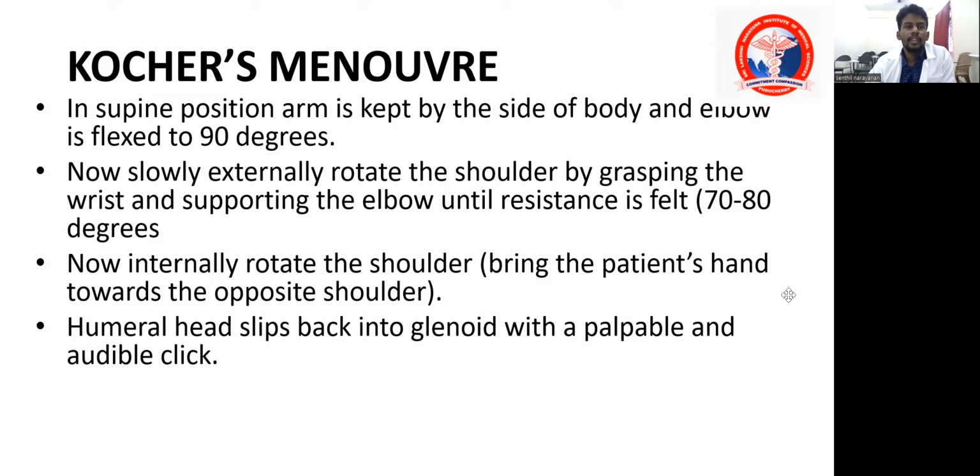Elbow to the side of the body, flexed to 90 degrees, external rotation of the shoulder. Once the resistance is felt, then internal rotation of the shoulder, and the shoulder slips back into place.